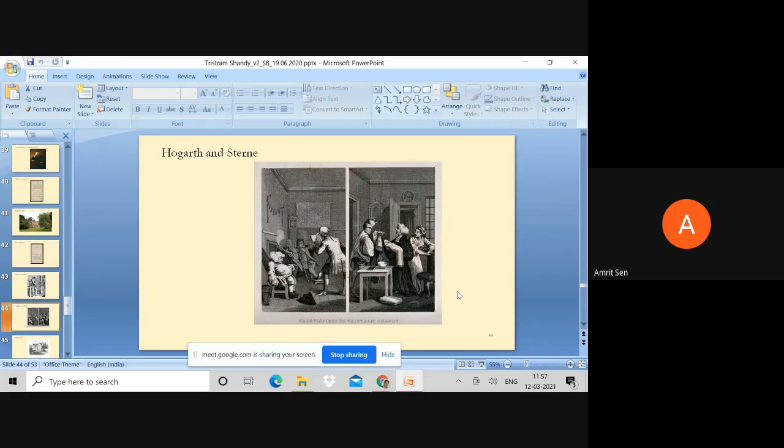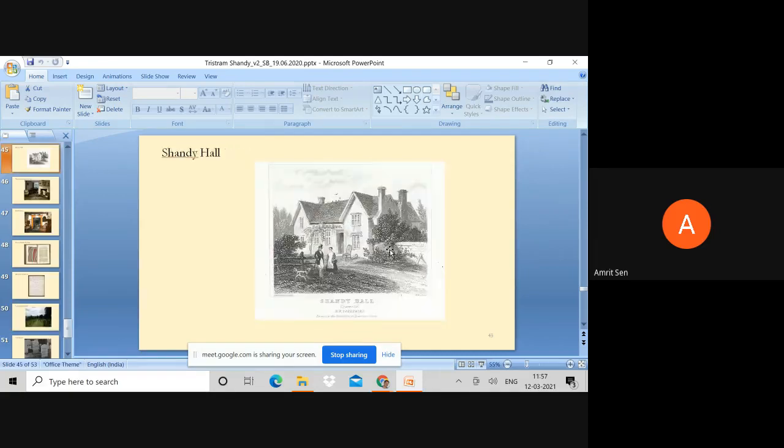This is Hogarth's representation of the various figures here. You can see Walter Shandy here in his comic posture. And this is Corporal Trim, who's reading out a sermon. And you have the baptism of Tristram, where the name Trismegistus is lost. And Obadiah says that his name is Tristram, meaning sad.